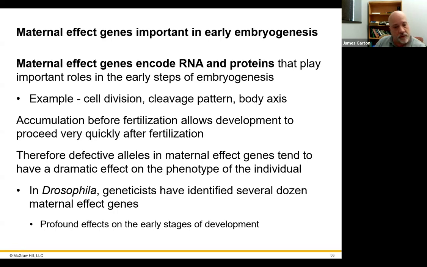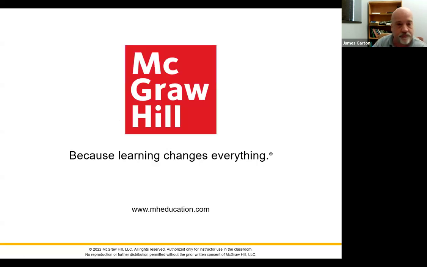In the fruit fly, geneticists have identified a few dozen maternal effect genes. They tend to have pretty profound effects on how that organism goes through the first few rounds of cell division. And after the first few rounds of cell division have been done, the later stages of embryogenesis must follow what the earlier stages of embryogenesis established.